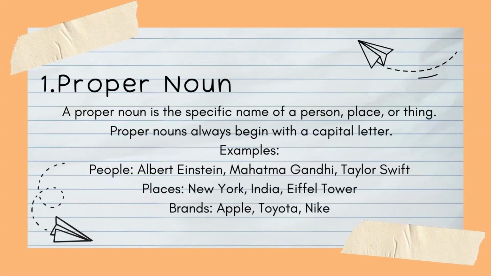1. Proper noun. A proper noun is the specific name of a person, place, or thing. Proper nouns always begin with a capital letter. Examples: people, Albert Einstein, Mahatma Gandhi, Taylor Swift. Places: New York, India, Eiffel Tower. Brands: Apple, Toyota, Nike.